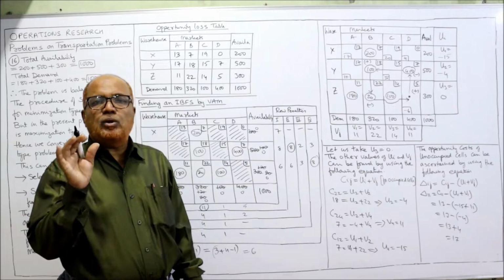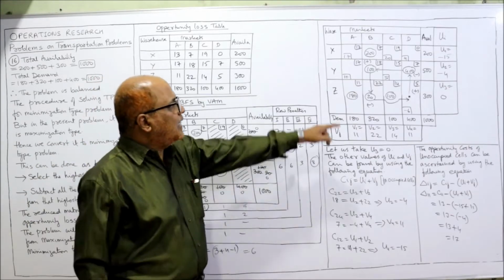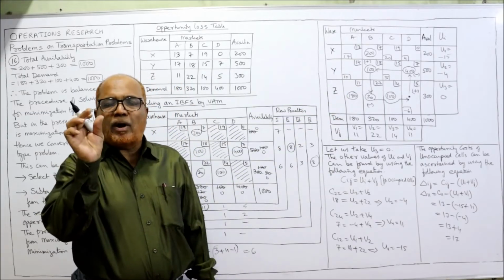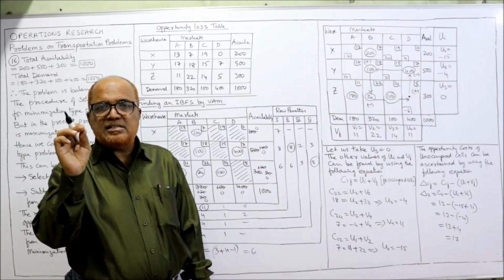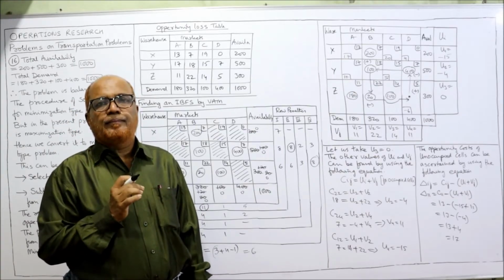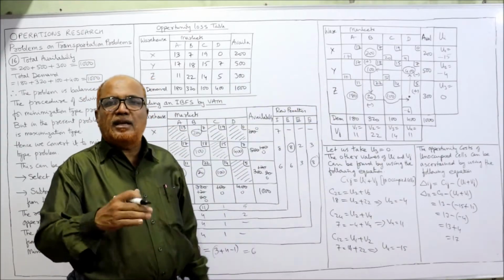The minimum allocation is 20, right? Now 20 we reallocate in this loop. Wherever positive sign is there, add 20. Wherever negative sign is there, subtract 20. Like this we change the allocations in this loop in the next table.